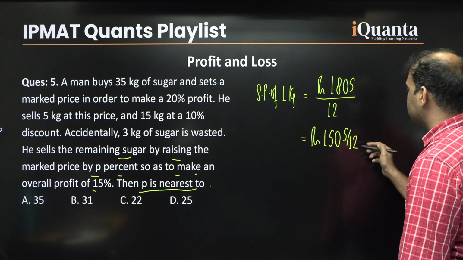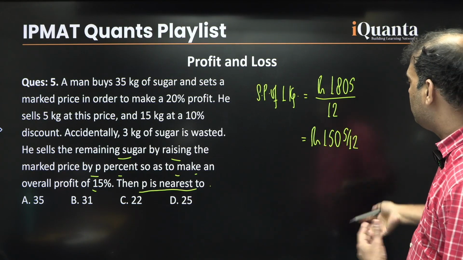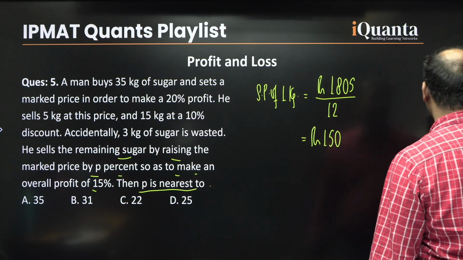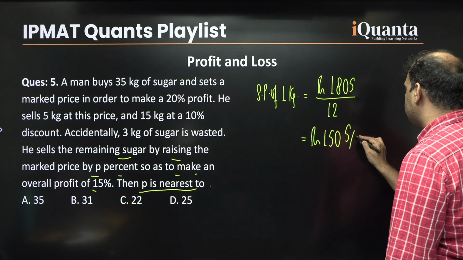Okay, so we can also say approximately 150, right? If required, we can also say approximately 150. Right now this is 150 is to 5 by 12. Okay guys, 150 is to 5 by 12.